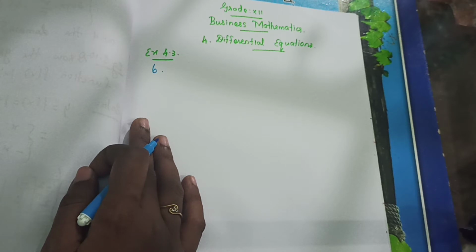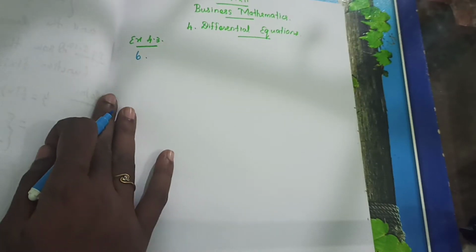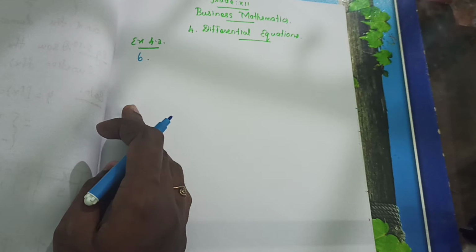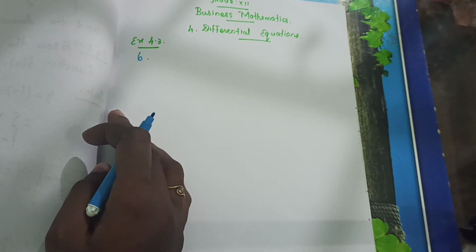We are learning our fourth chapter, differential equations. In our last class, in exercise 4.3, I left the sixth problem. I said in our next class I will teach the sixth problem, so today we are going to learn that one first. Afterwards we will move to the next model. Okay, problem number 6. I am going to read the question from your book. You just go through it in your book.